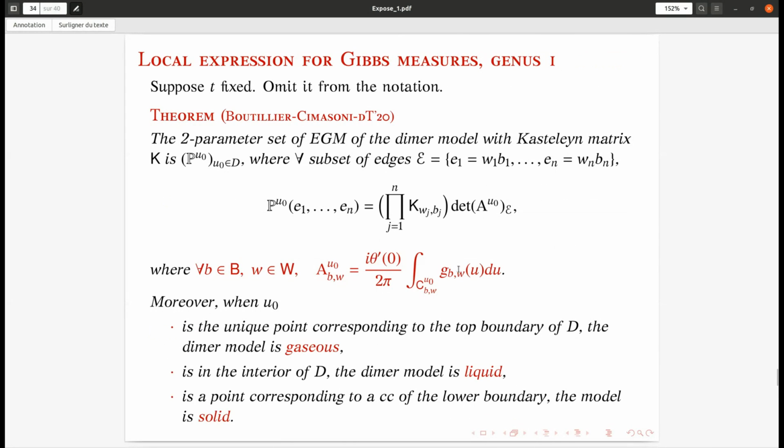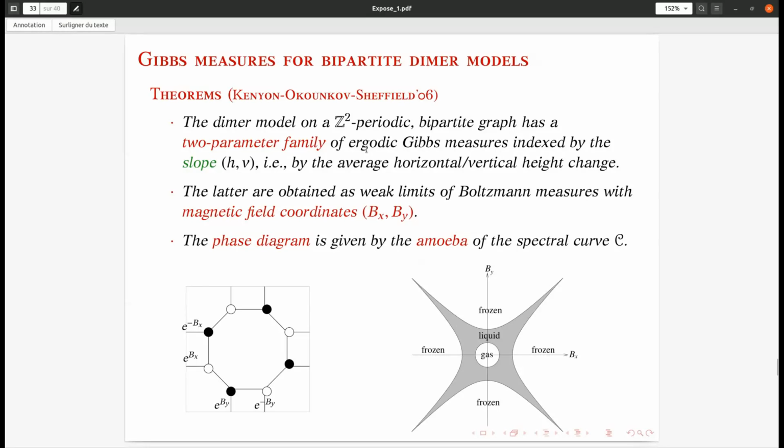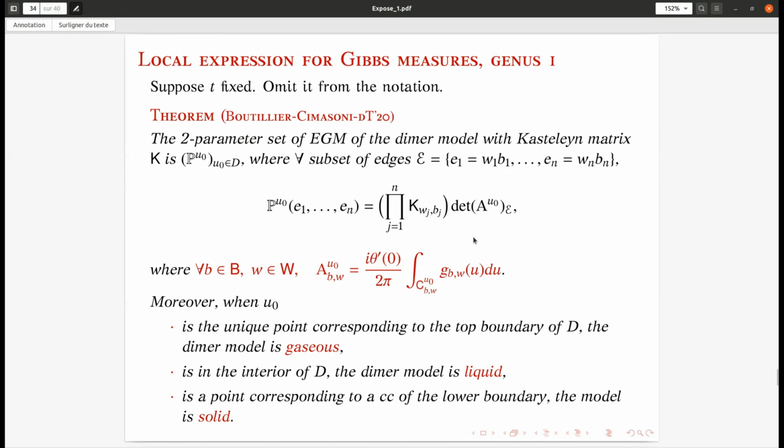So let me maybe emphasize that this formula is not what you have in the result of Kenyon, Okounkov, and Sheffield. They use general theory of Fourier transformations, and you have a matrix which depends on the whole graph. Here you have this function where between B and W, you just use this function g, which you can compute inductively along the edges of a path. You don't need the information of the whole graph. So this is quite a remarkable property.